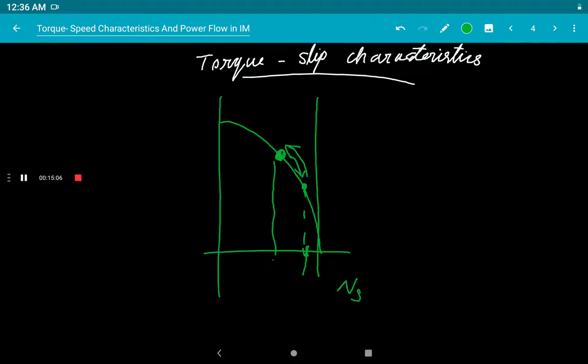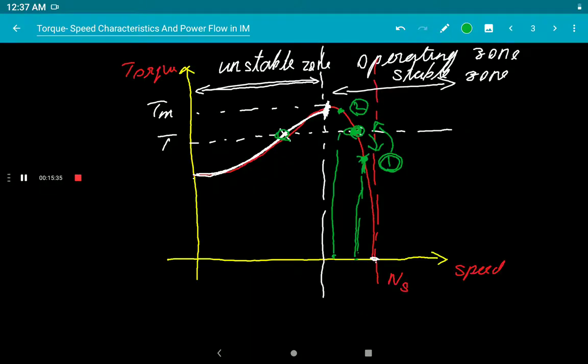And when it moves to this due to some disturbances, the torque increases to this and the operating point shifted to here. Then what happens? The operating point is shifted to here, that means speed decreases here as compared to our normal point. So when the speed decreases, the torque also tries to decrease. So it again regains the stable operating point.